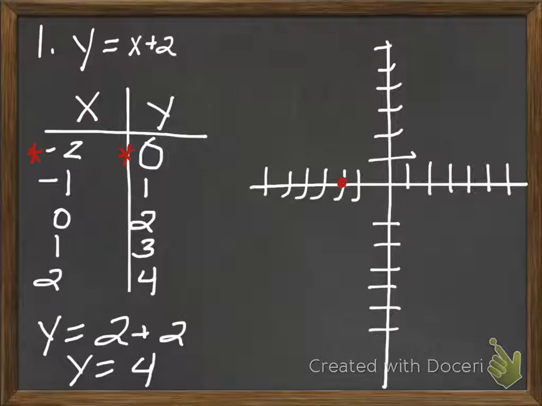All right. The next one that I'm going to have is negative 1, 1, which would be right about there. All right. And then when I have x at 0, y is 2. All right. And then I have x equal to 1 and y is 3.